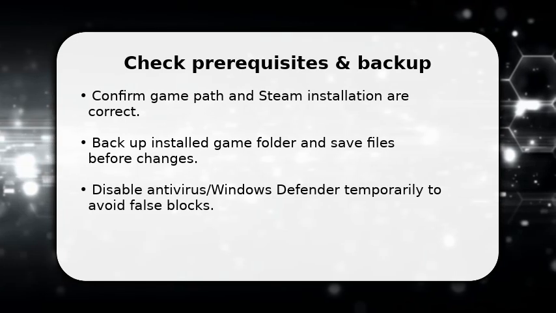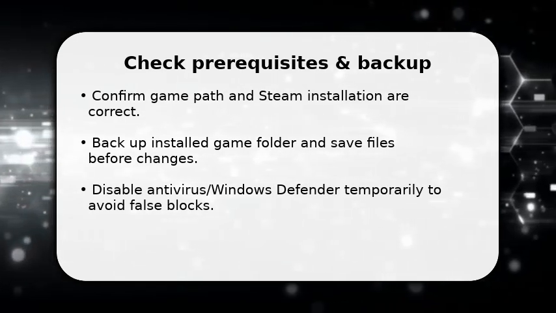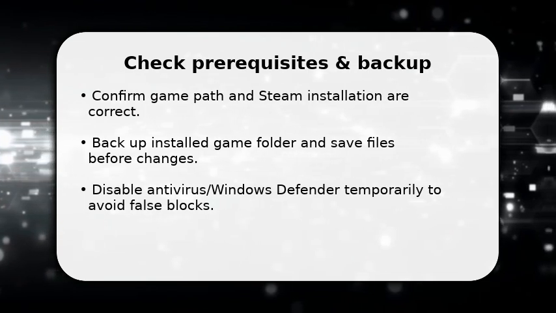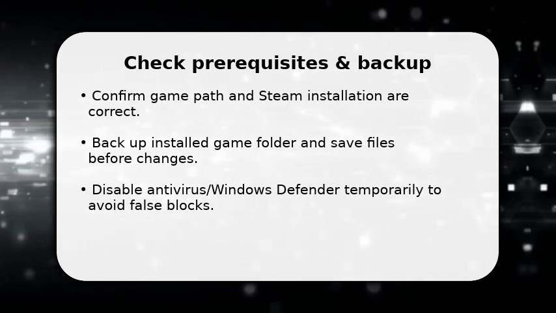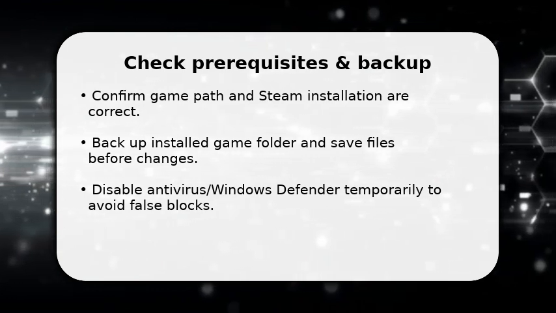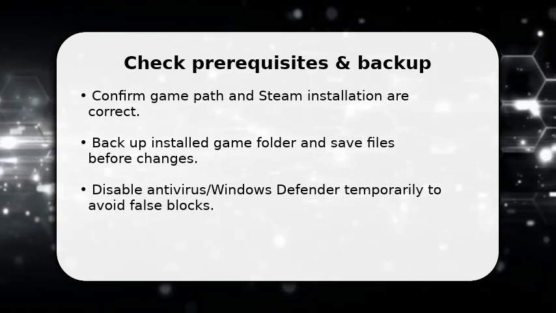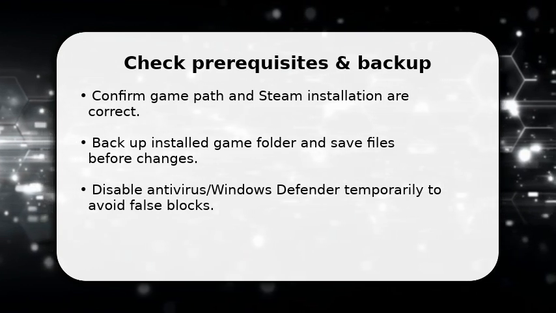You start by confirming prerequisites. Locate the PES 2017 install folder and ensure Steam is installed and running. Back up the game folder and your saves so you can restore if needed. Once done, temporarily disable antivirus or Windows Defender. These often quarantine DLLs and cause false missing errors.